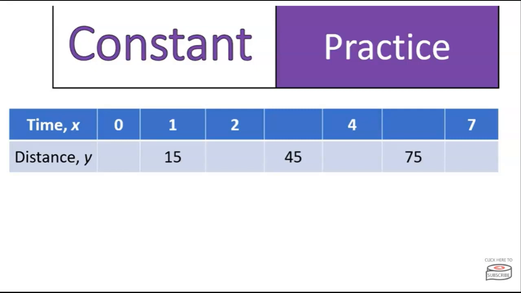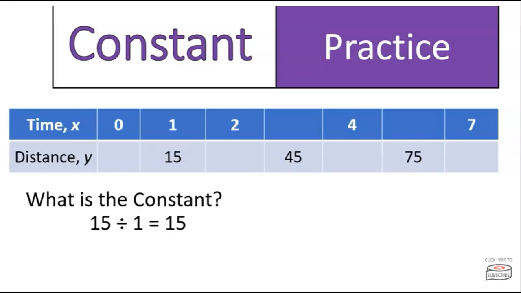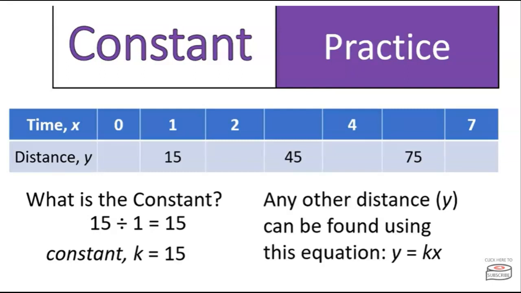So let's do it. First off, we have to find the constant, and we can use the one column we have there. 1 and 15 is the only one that gives us both numbers, both the x value and the y value. So that's the one we're going to have to use to find our constant. We'll take our y value divided by our x value, or 15 divided by 1 gives us 15. 15 is our constant. Now we can find any other y value using that equation. Y is equal to our constant times our x value.